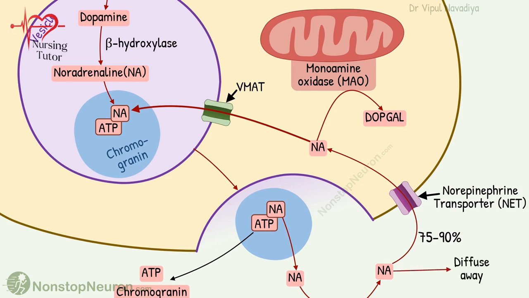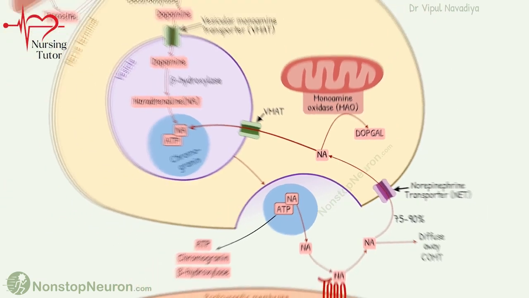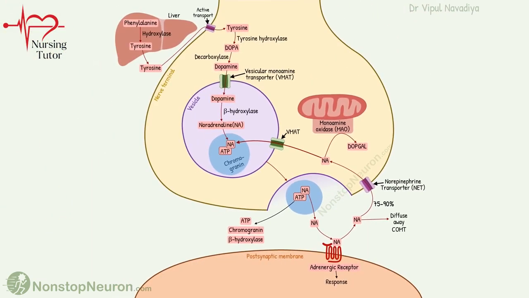Apart from that, the noradrenaline in the synaptic space may diffuse away. And this also contributes to the termination of its action. The noradrenaline that goes away this way is degraded by catechol O-methyltransferase, or COMT for short. So this is all about adrenergic transmission.